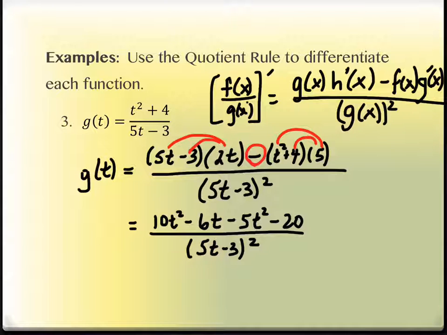Yes, Dawson? Before you did all that, could you not, in 5t minus 3 squared, could you put it into 2 and then cancel out the... The only way the 5t minus 3 in the denominator will cancel the numerator is if every piece that's multiplied has it in it. So you see the 5t minus 3 here in this piece, but there's no 5t minus 3 here. So you can't cancel it.